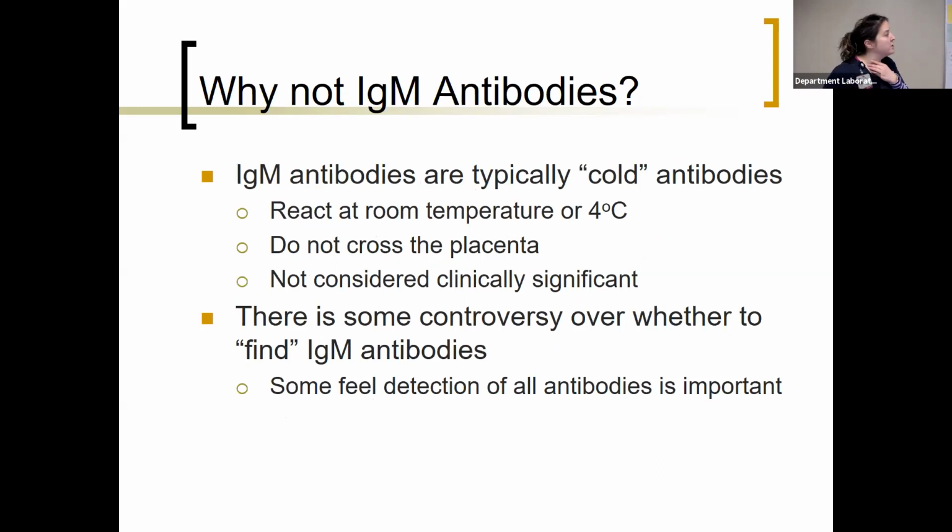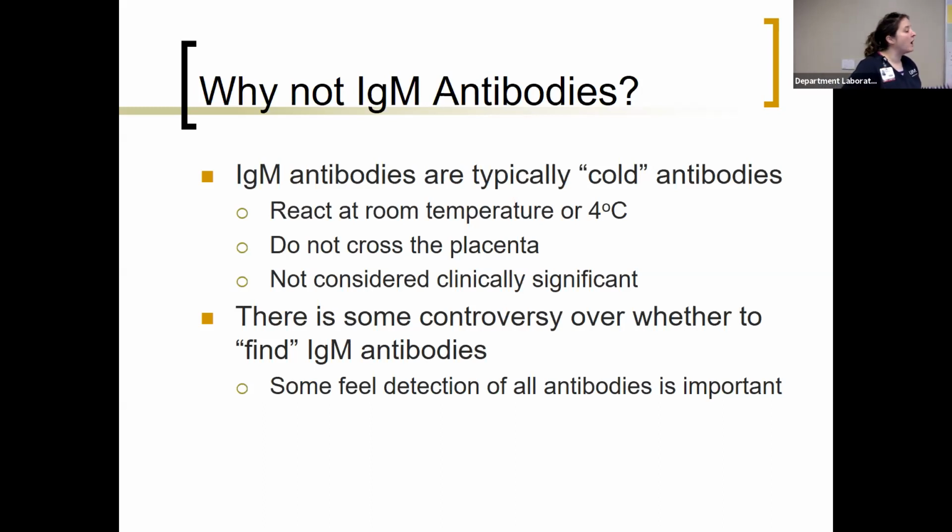So typically our IgM antibodies are cold reacting antibodies. They react at room temperature and 4 degrees. However, during our 37 phase of incubation, they will dissipate. So usually you'll see them at initial spin, and then after 37, your reactions will go away. That's how you know you're dealing with an IgM antibody.